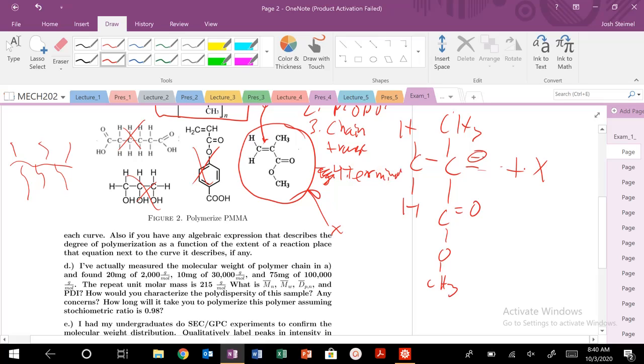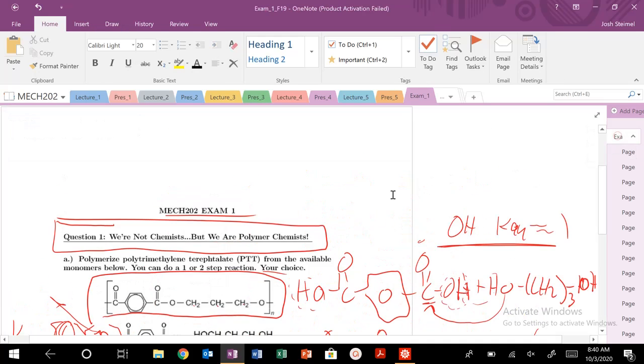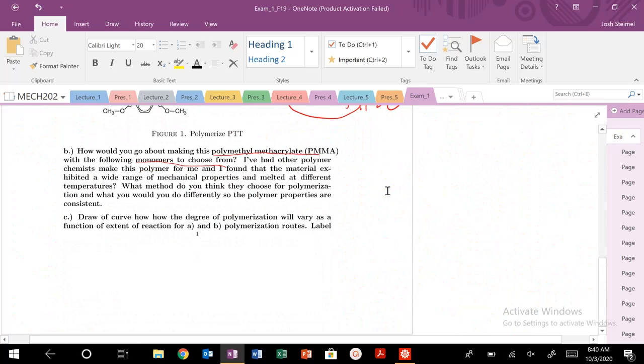So when two free radicals from other chains cancel out, your reaction stops. That's how, we weren't even asked that, but we were asked to polymerize that. So that's how we're going to do it. Show those steps on your exam. Be sure to do so. Don't just go the quick route like I did.